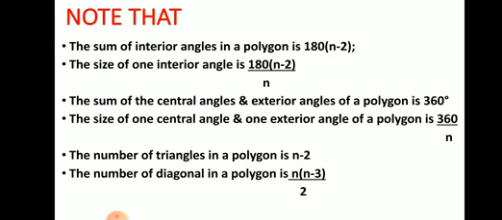Then you now say, for example, if you want to get the number of diagonals in a pentagon, just say 5 into 5 minus 3, that's 2. 5 times 2 will give you 10. You divide 10 by 2, you get 5. That means we have 5 diagonals in a pentagon. So you can do it for hexagon, you can do it for heptagon and the likes.